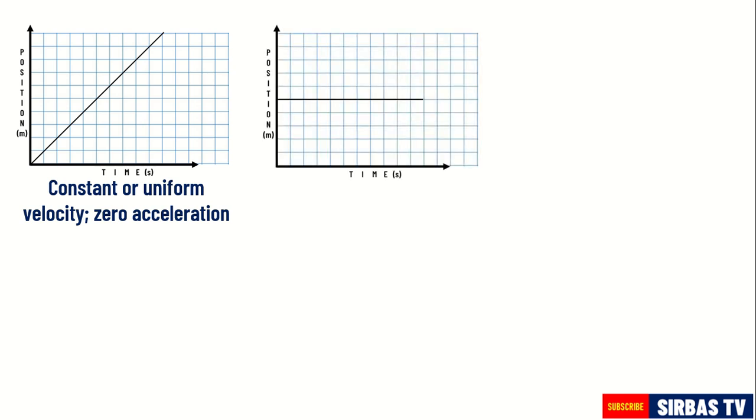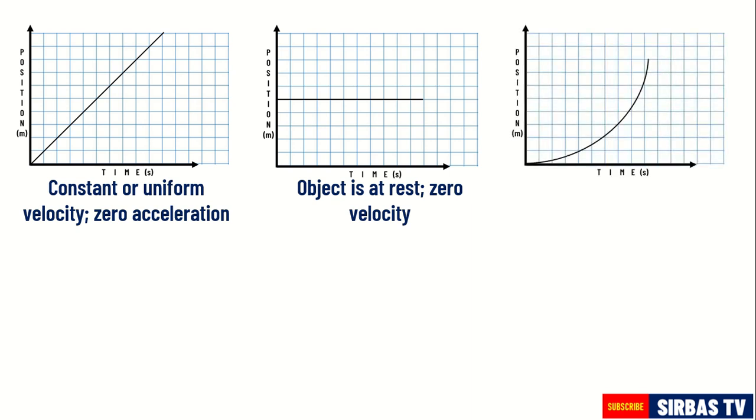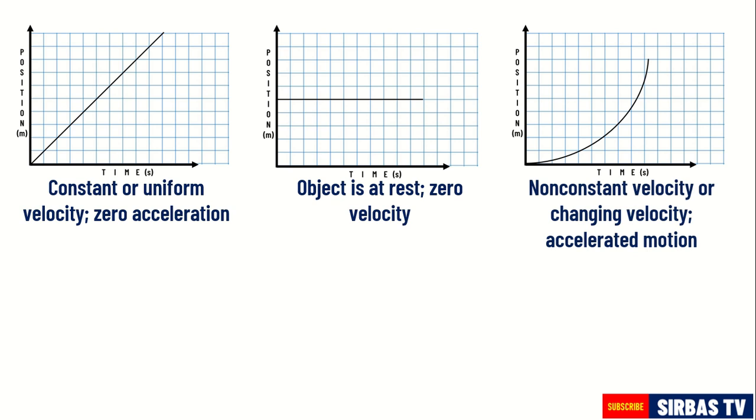Next is this graph. The slope in this graph indicates that the velocity of the object is zero. This may mean that the object has not changed its position or has not moved from its location. Observe this graph. What can you say about its slope? Correct. It does not show a straight line but a curved line. The curve indicates that the motion or the velocity of the object is always changing.